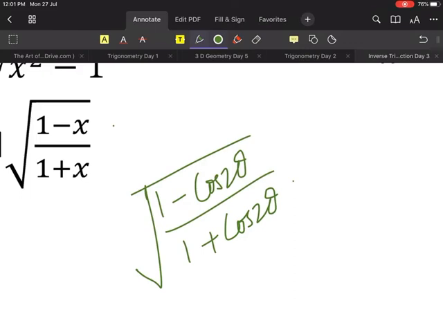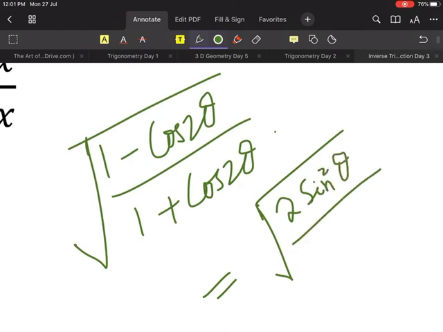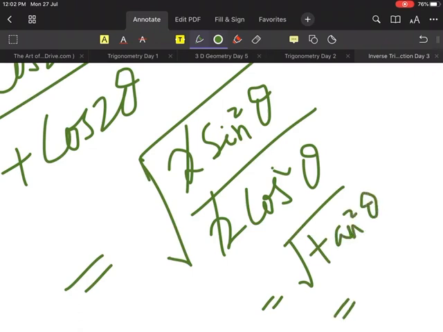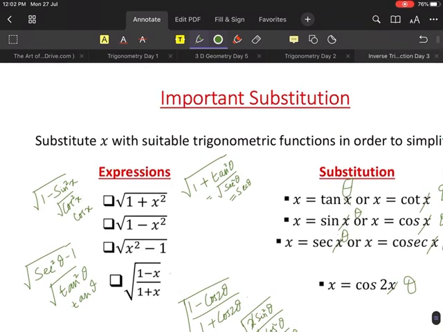1 minus cos 2 theta is the formula of 2 sine square theta. And 1 plus cos 2 theta is the formula of 2 cos square theta. So this 2 gets cancelled. Sine square theta over cos square theta becomes tan square theta, root over of tan square theta, and root and square go away, so I get tan theta. Okay, clear? This thing you have to remember.